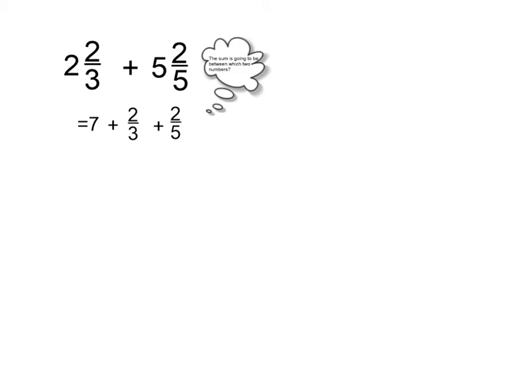So again, it looks like they took 2, the whole number, plus 5, the whole number, and made 7. Now all they did was bring over the 2/3 and bring down the 2/5. So we're going to add 7 plus 2/3 plus 2/5. But before we do that, is the sum going to be between which two numbers?